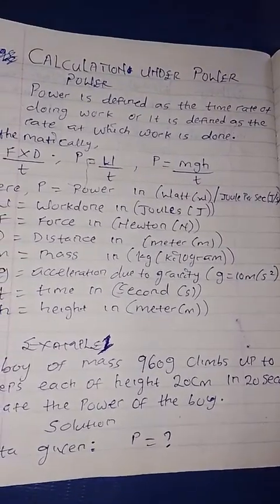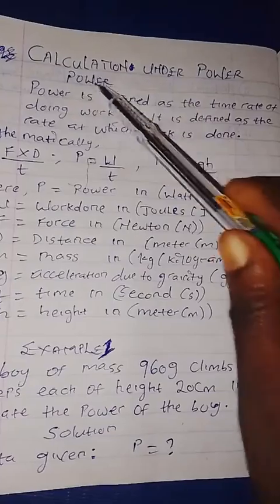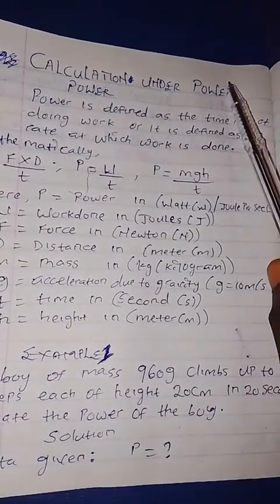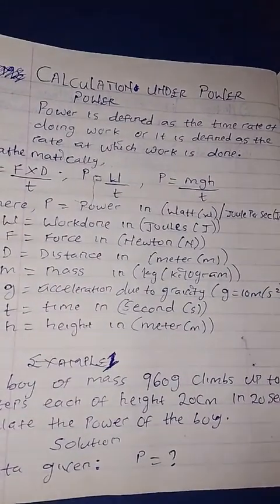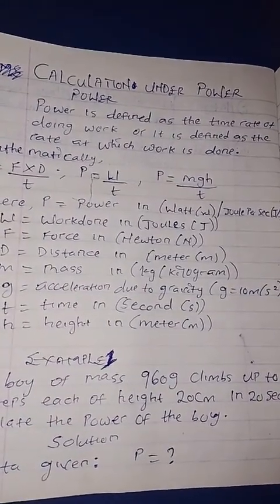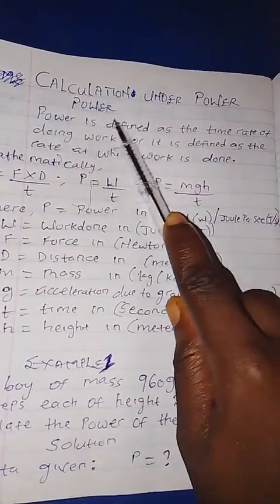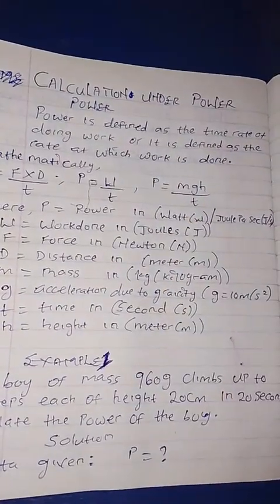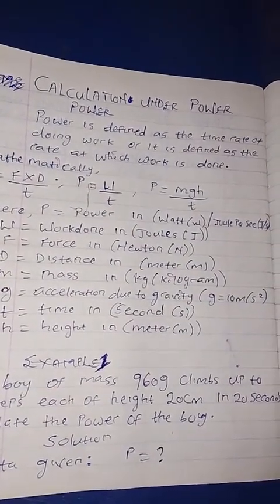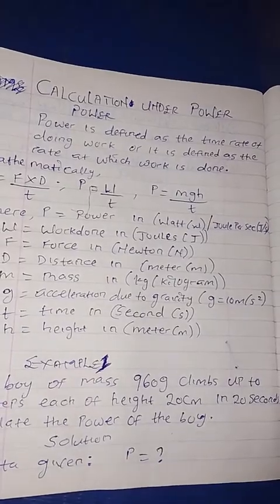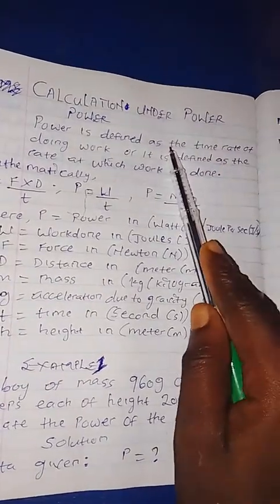Thank you. So today we'll be talking about calculation under power. In our last class, we only did work and energy. So today is power. Now, starting with power. Power is the time rate of doing work, or the rate at which work is done. That is the meaning of power.